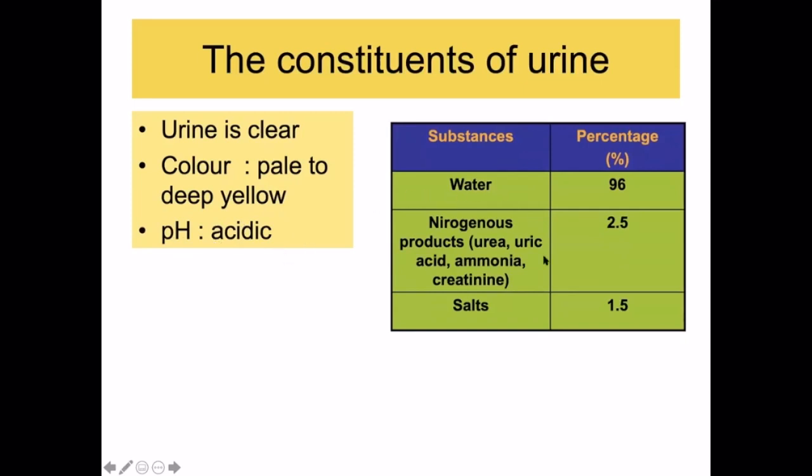Then this is the component inside the urine. Most of the substance present in the urine is water. Obviously, because it is called urine, air won't come out. Then there are the waste products, for example urea, uric acid, and so on. And the last one is salt. Depending on the concentration of salt, if it is too much, then it will be excreted through the urine.